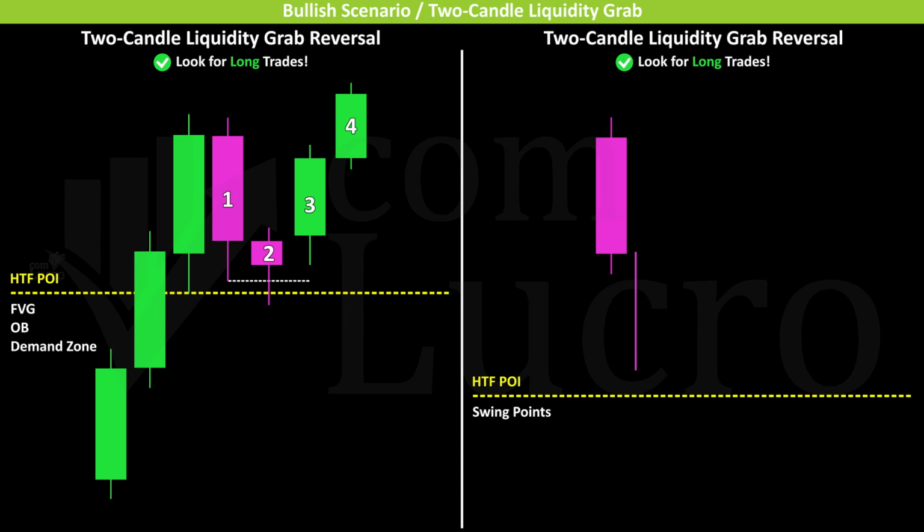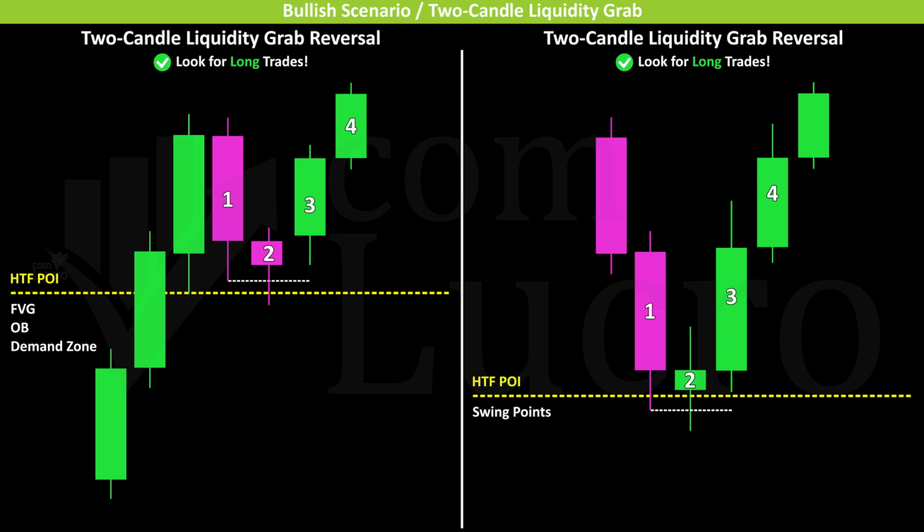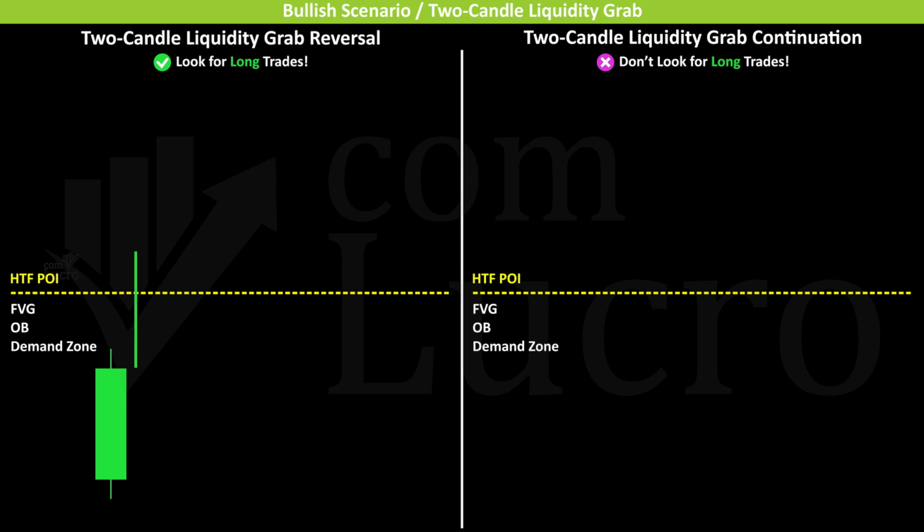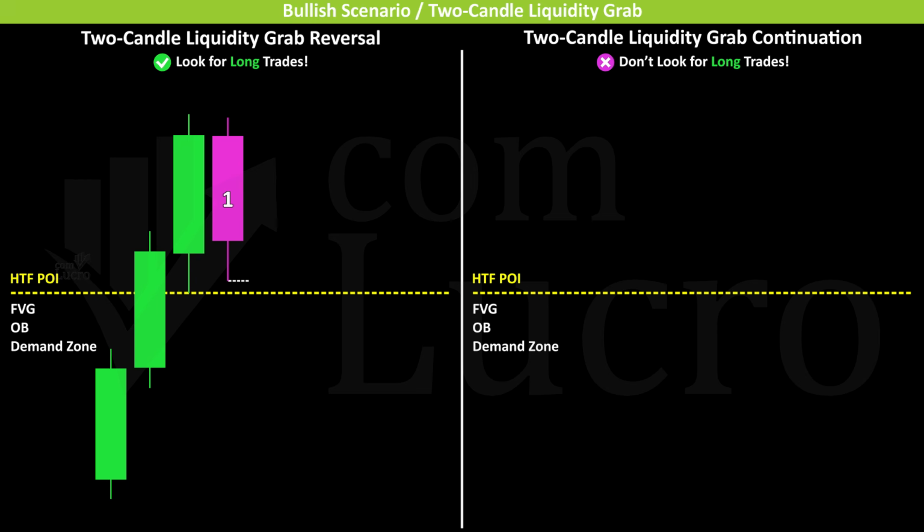Now let's begin with the bullish side of the two-candle liquidity grab reversal model and how this concept can be used to identify potential continuation after a liquidity sweep to the downside. In a bullish scenario, the higher time frame market structure is already trending upward. After creating an impulsive move to the upside, price may begin retracing lower into a key higher time frame point of interest, such as a bullish fair value gap, demand zone, or bullish order block. As the market trades back into that area, we begin watching for signs that the retracement may be ending and that bullish continuation could soon resume.